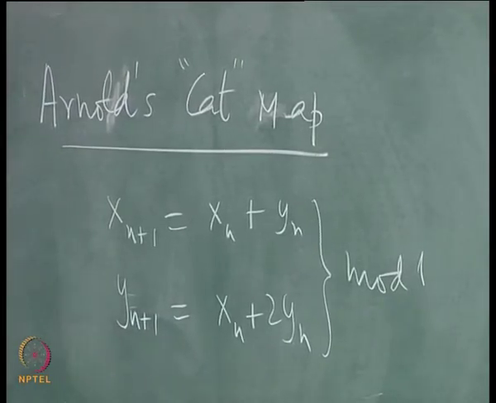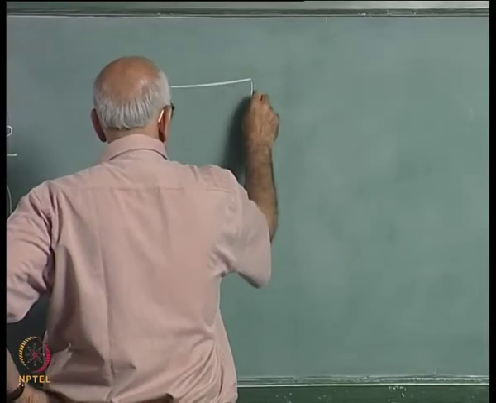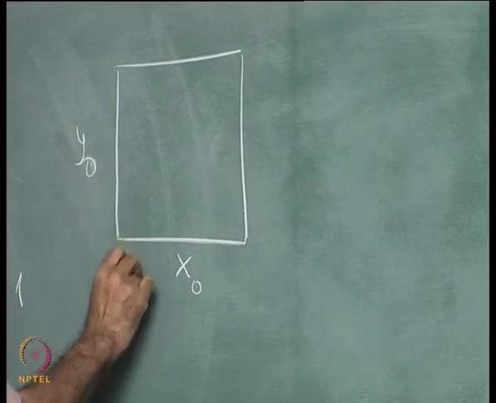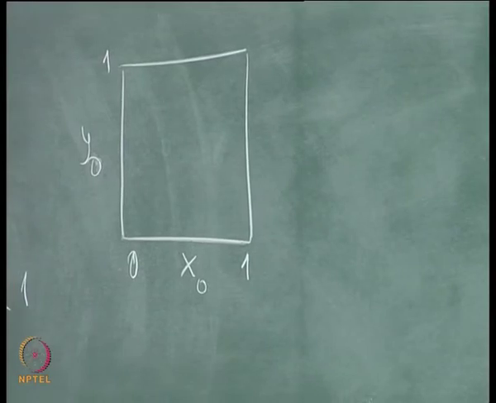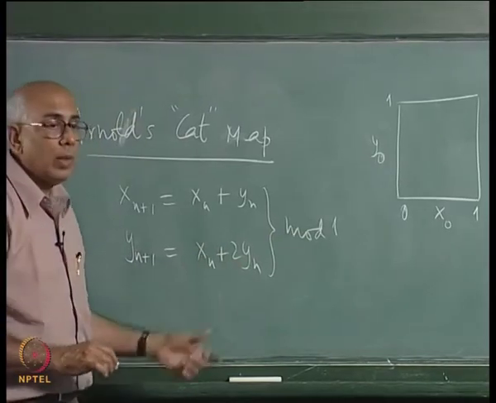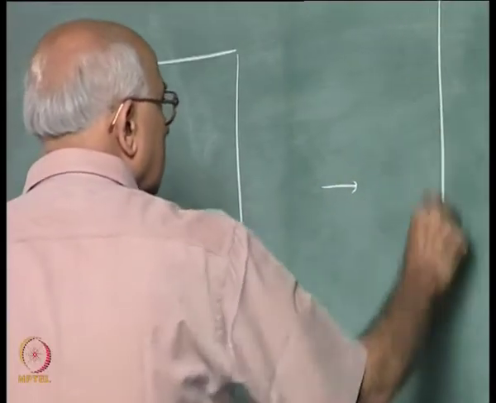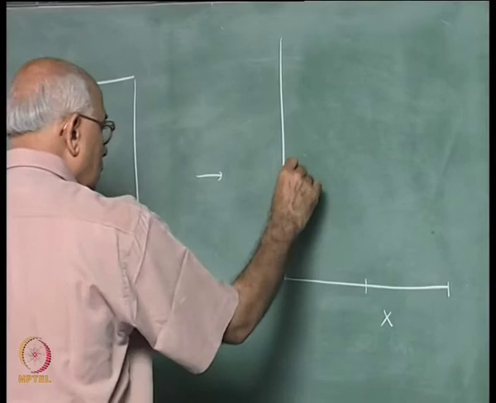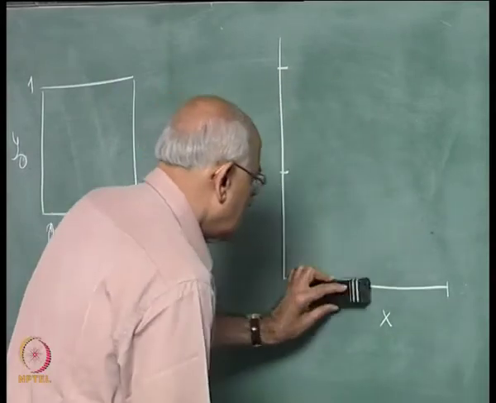Now let us see what this map does. In pictures, what it would do is the following. It would start with x0 and y0. So it starts with a unit square in each of these variables, and then x1 is x0 plus y0 modulo 1, and y1 is of course x0 plus 2y0 again modulo 1. If you did not have the modulo 1, then what it would do is to do this. It would double in the x direction and it would triple in the y direction. Oh, not drawn it too well, so let me draw it on a slightly smaller scale.